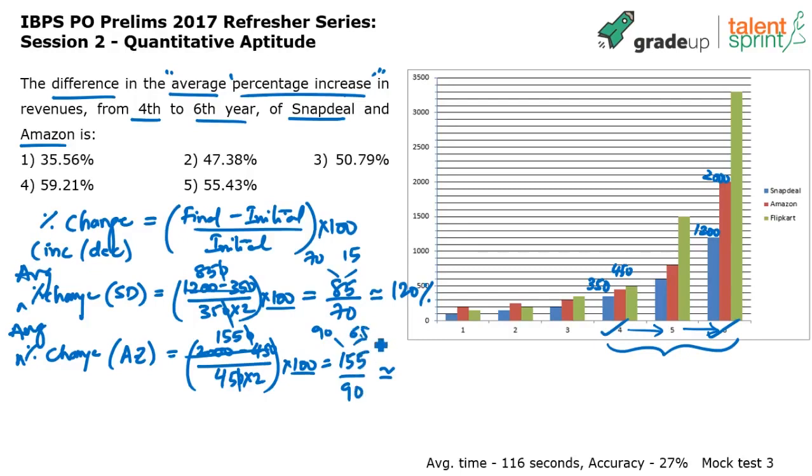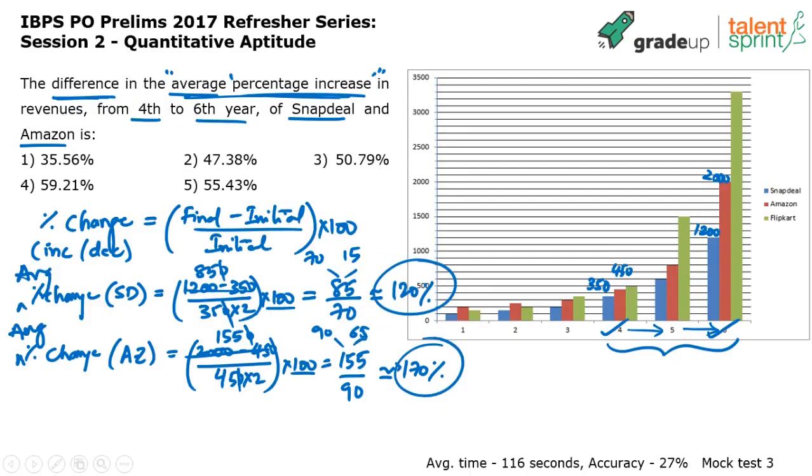See, 9 into 7 is 63, right? Which is close to 65. So 7 by 10. So 7 by 10 is 70 percentage and this is 100 percentage. 100 plus 70, 170 percentage. Remember, this also will be slightly more than 170. Right? Slightly more than 170. This is very, very close to 120. Now we have to find out the difference in these two. See, what we have done is, first we have found percentage increase. Then we have found average percentage increase. Now you have to take the difference between these two values, 120 and 170. How much is the difference?